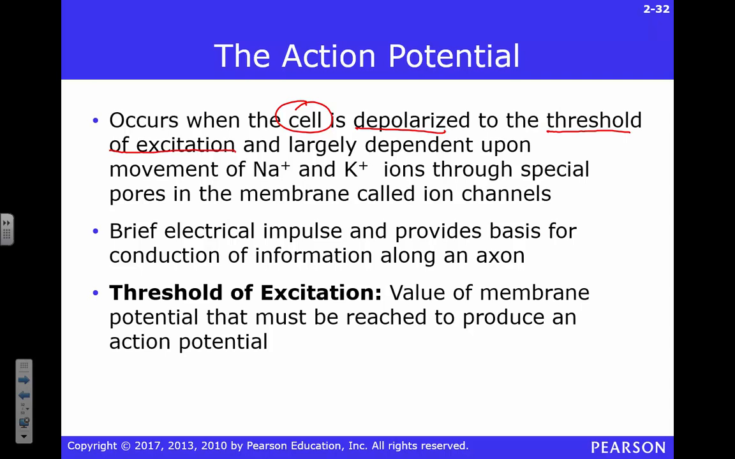This happens because we have moved really two ions. We've moved sodium and we've moved potassium. Where did we move the sodium? In. Because most of the sodium's out, so we've got to move it in. What about the potassium? Right, it had to go out because most of it was already in. So that's where we made that flip.